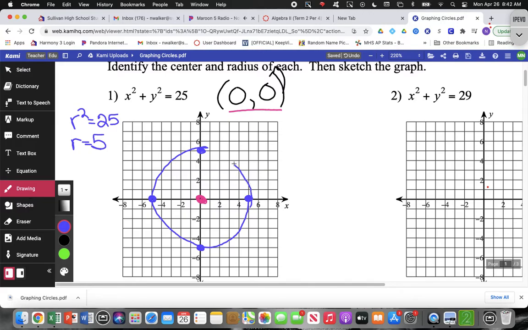It needs to go out and up. That looks a little better. So I'm not expecting perfection, but I definitely don't want sloppy.